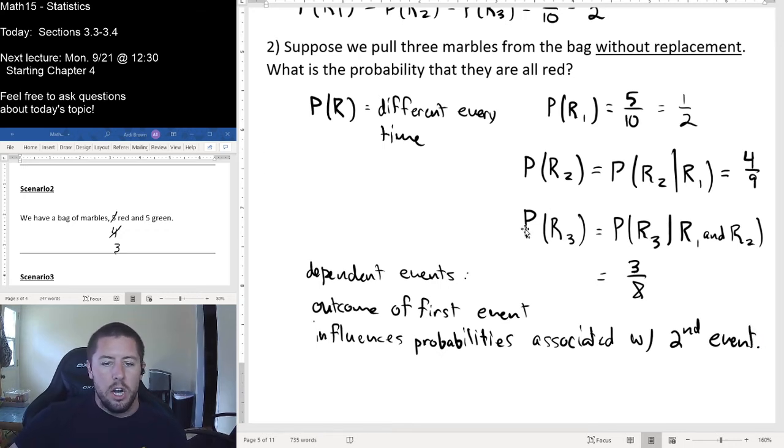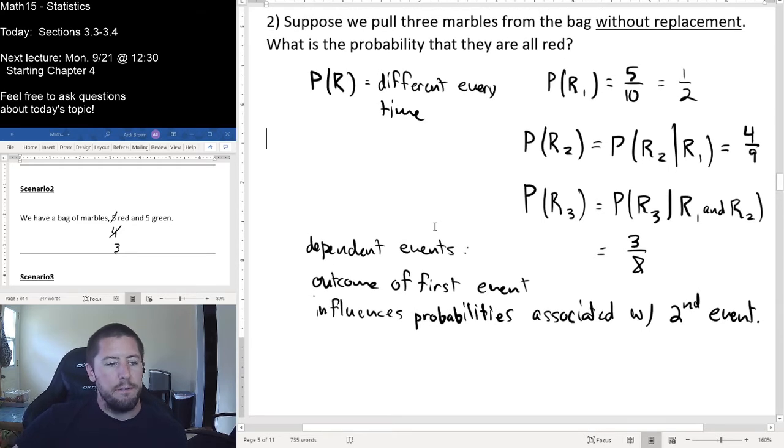When we say that 2 events are dependent, what we really mean is that the outcome of the first event influences the probabilities that are associated with the second event. So the fact that this was a 4 out of 9 was fully dependent on the fact that we drew a red on the first event. If we had drawn a green on the first event, this number would be 5 out of 9 marbles that are red currently in the bag.